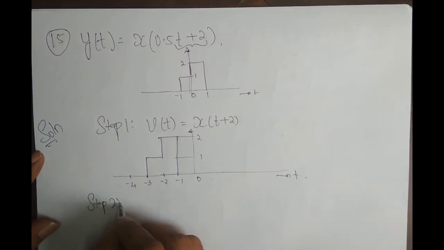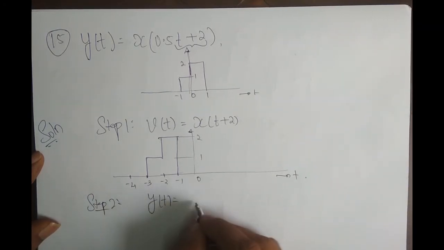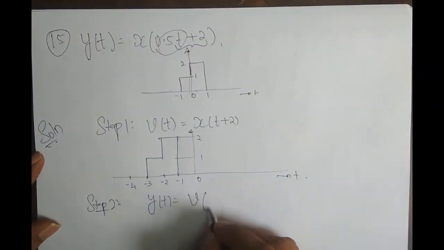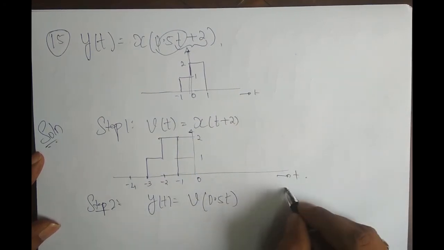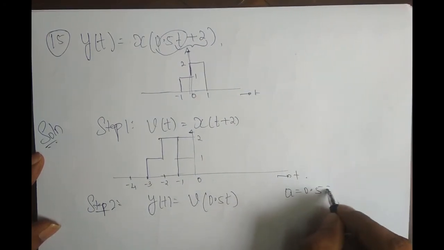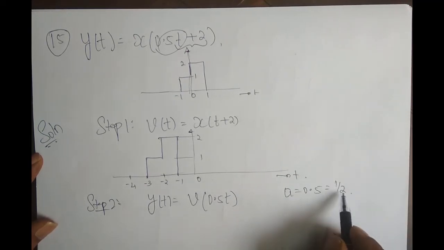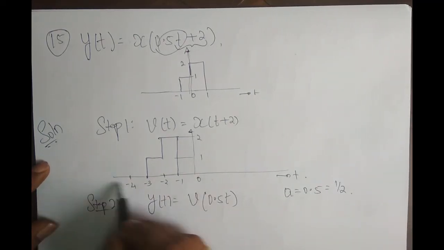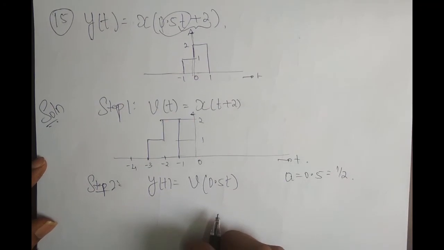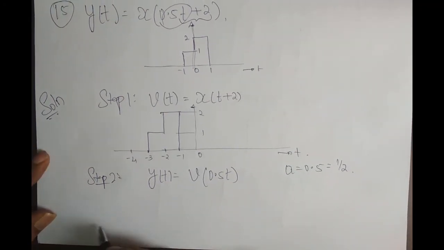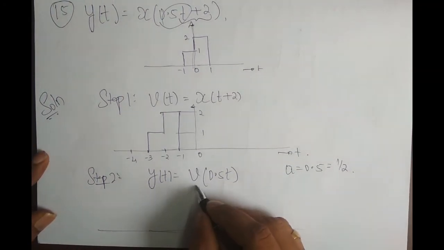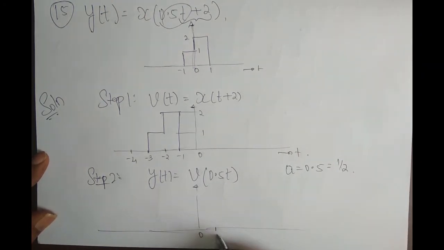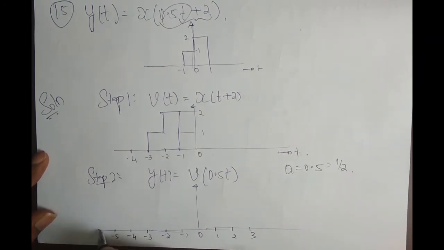Step 2 is y of t, which is equal to the time scale version of v, which is 0.5t. So here a is what? 0.5, which is equal to 1 by 2. Now I have to take the inverse of 1 by 2, which is 2, and multiply everywhere in v of t, right? So what do I get? This is at t is equal to 0, 1, 2, 3, minus 1, minus 2, minus 3, minus 4, minus 5, minus 6.